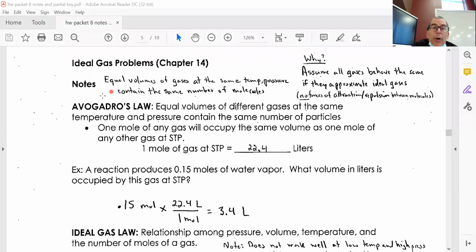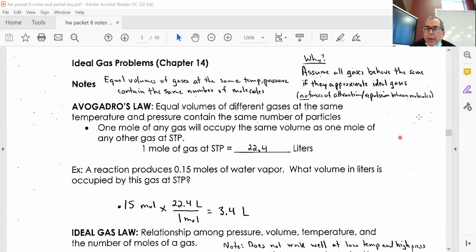And it talks about Avogadro's hypothesis, where it says equal volumes of different gases at the same temperature and pressure contain the same number of molecules or same number of particles. Okay, there's a couple things going on here. If we're at standard temperature and pressure, which is 0 degrees Celsius, 1 atmosphere pressure, 1 mole of gas is 22.4 liters. Okay, let's say I have only 0.15 moles of gas. Then I'm going to have a fraction of 22.4. I just take 0.15 times 22.4, and I get 3.4 liters.